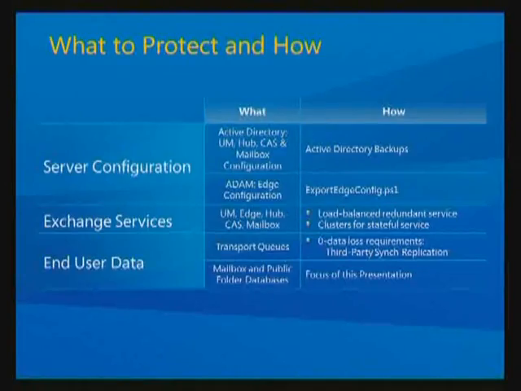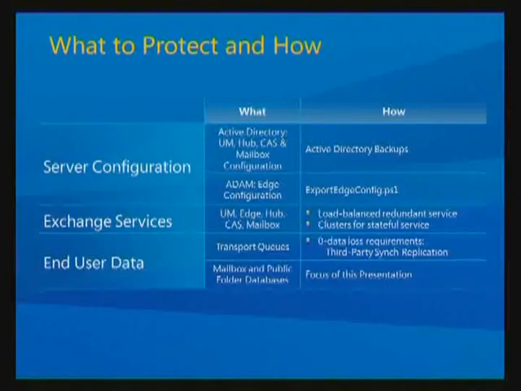The end user data, as I just mentioned, there are the transport queues, but that's transitory. If you had a zero data loss requirement, if you were completely intolerant to any data loss, then we would say that you probably need to have a synchronous replication solution for that. For the mailbox and public folder database, that's going to be the focus of this presentation, where I'm going to talk about what are your disaster recovery options, or what are really your protection options.